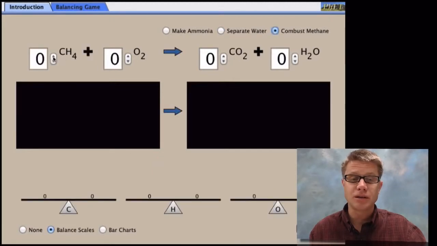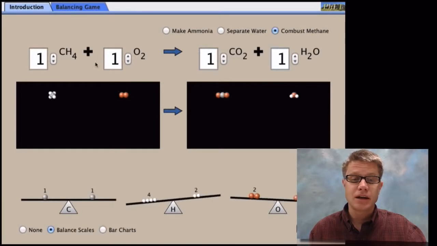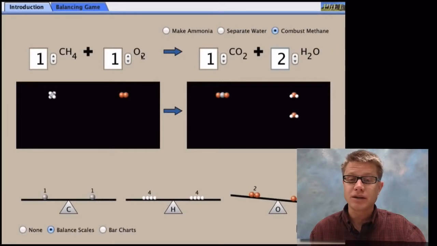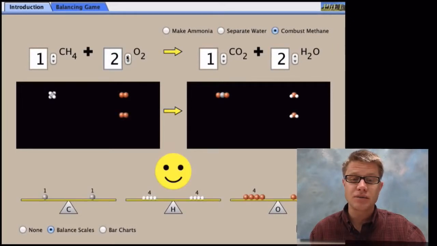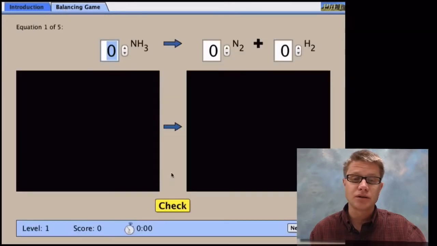Or if we're looking at combusting methane, I add 1 of each, and then I find that I don't have enough hydrogen on the left side, so I can balance that, or on the right side, and then I can balance my oxygen out. What's fun about this is once you think you got it, you can go to a balancing game where it'll serve really different equations at you.